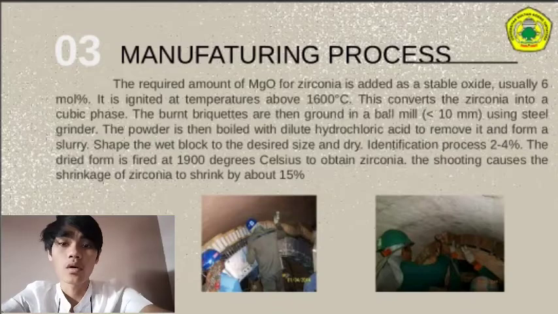Shape the wet block to the desired size and dry. The drying process reduces moisture to 2 until 4%. The dried form is fired at 1900 degrees Celsius to obtain zirconia. The firing causes the zirconia to shrink by about 15%.